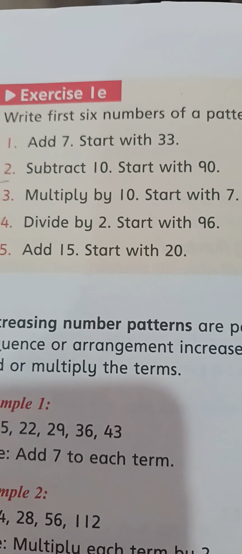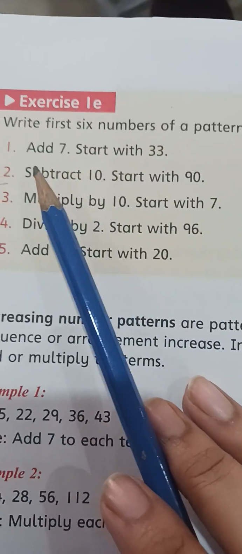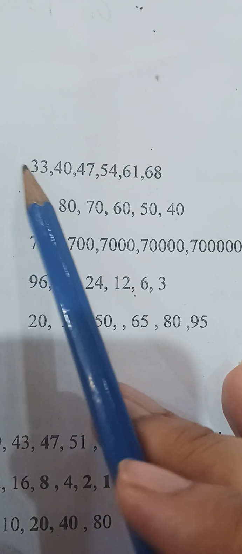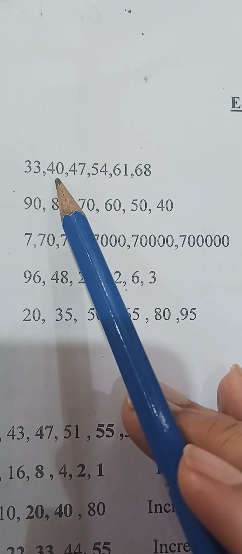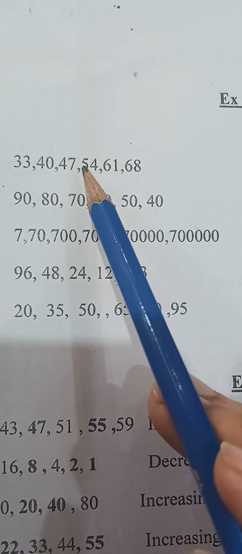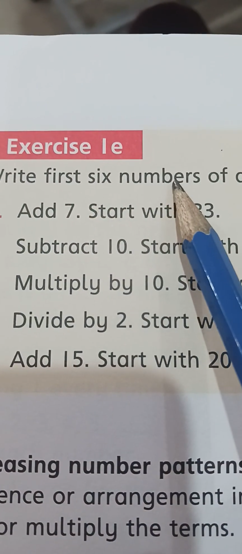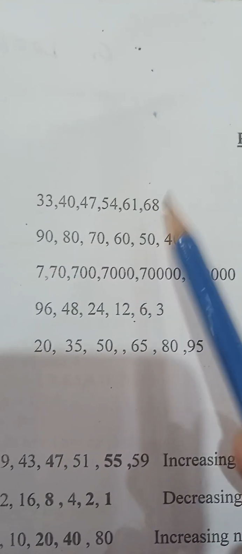in your book. Now move to exercise 1E, write the first 6 numbers of the pattern. Okay, add 7, start with 33. Now we will start from 33 and add 7 in it, we will get 40. Again add 7, we get 47. So we will keep doing it. They asked to write the first 6 numbers. So we will stop when we get the 6 numbers.